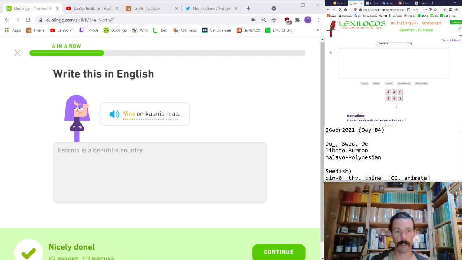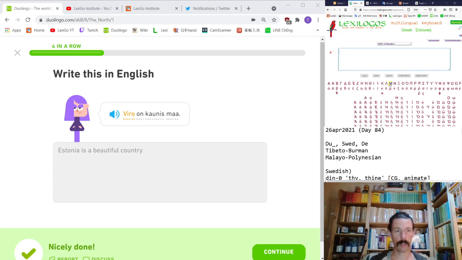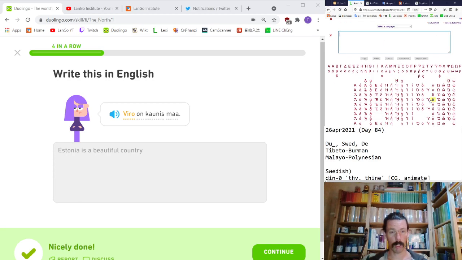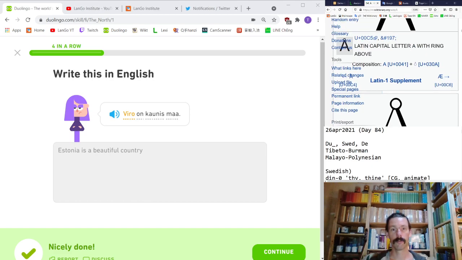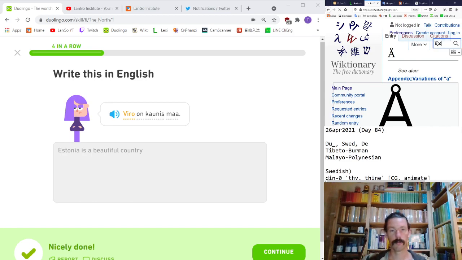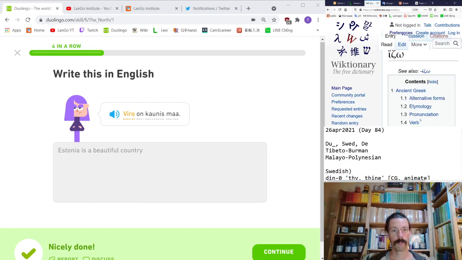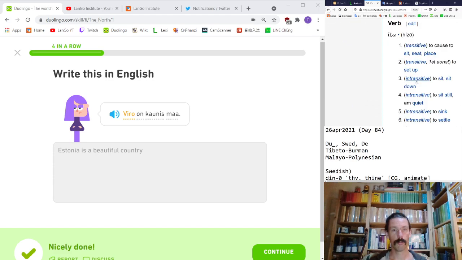Nice Greek. Ancient. So, these diacritic combinations, kind of reminiscent of Vietnamese. It was rough breathing and acute accented. Zeta, omega. Hizo. What did it mean? To cause to sit, to seat something, place something, set up. And also intransitive, to sit down. So sit and set are the meanings of this one.